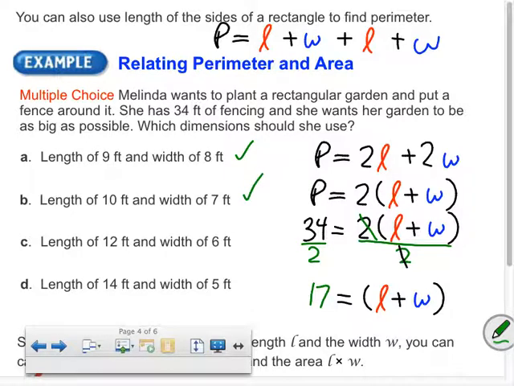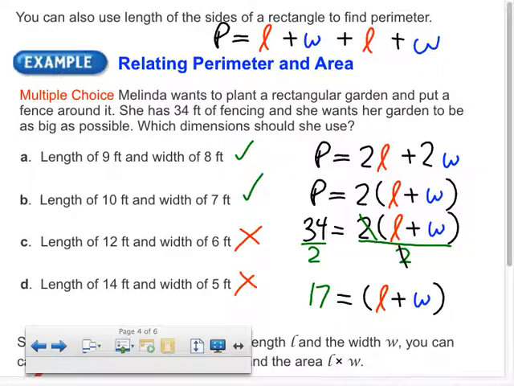What about C, the length of 12 feet and 6 feet? Does that give me back 17? No, it gives me back 18, so that is not a possible selection. What about D? That's 19. That's not a possible solution either. So now we have eliminated half of our choices. We have 2 left. But the key is in the question.